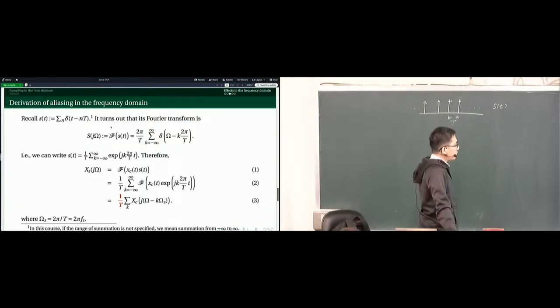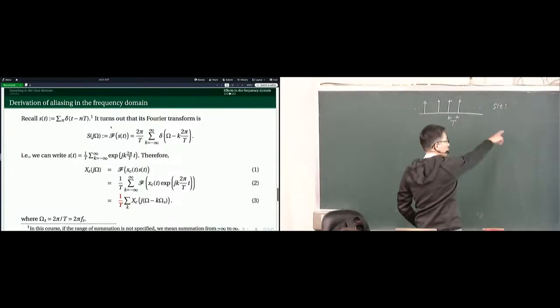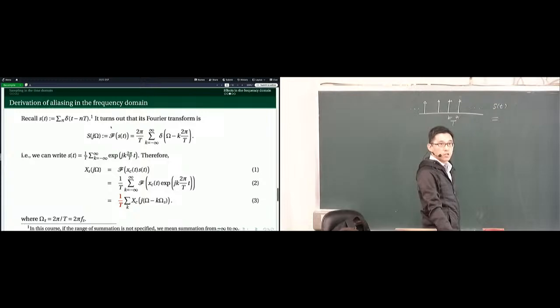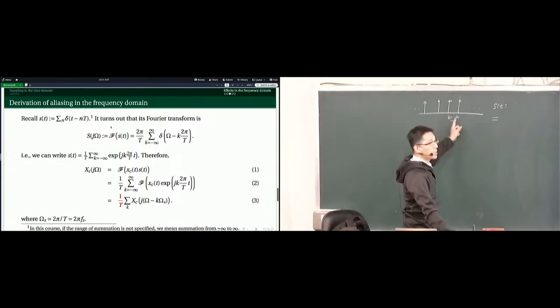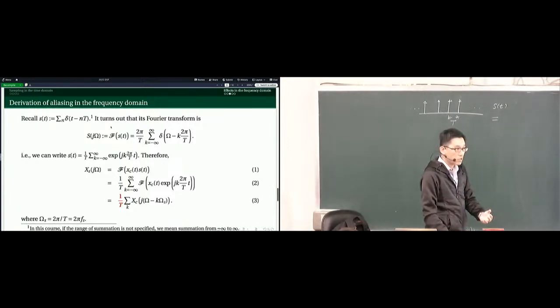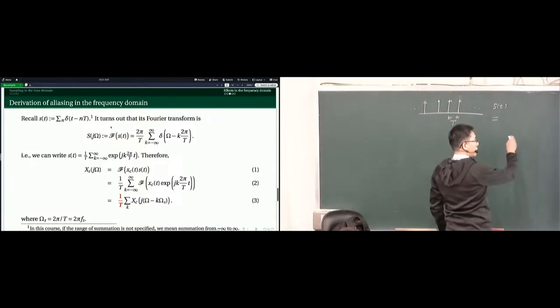I was also trying to introduce that back in the time domain, you can attempt to derive the Fourier series expansion of S of t. Why? Because it is a periodic signal, and any periodic signal can be expressed in terms of its Fourier series expansion. If you attempt to do that, you will get this result, which I'm going to copy right here.